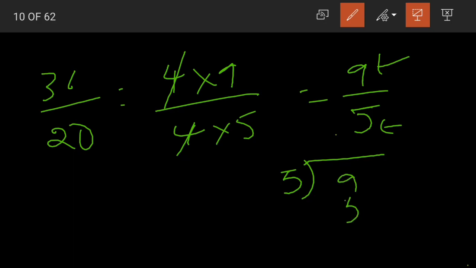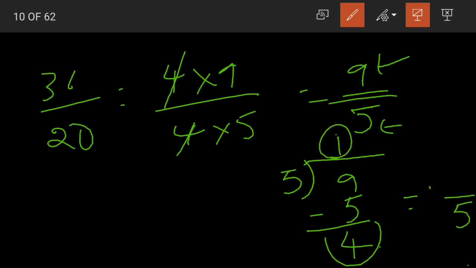So 5 ones are 5. When we subtract, the answer will be 4. The remainder will be 4. So how will we write it? The denominator will be as it is. Quotient will be written to the side and the remainder will be written on top. So 1 4 by 5 will be our answer.